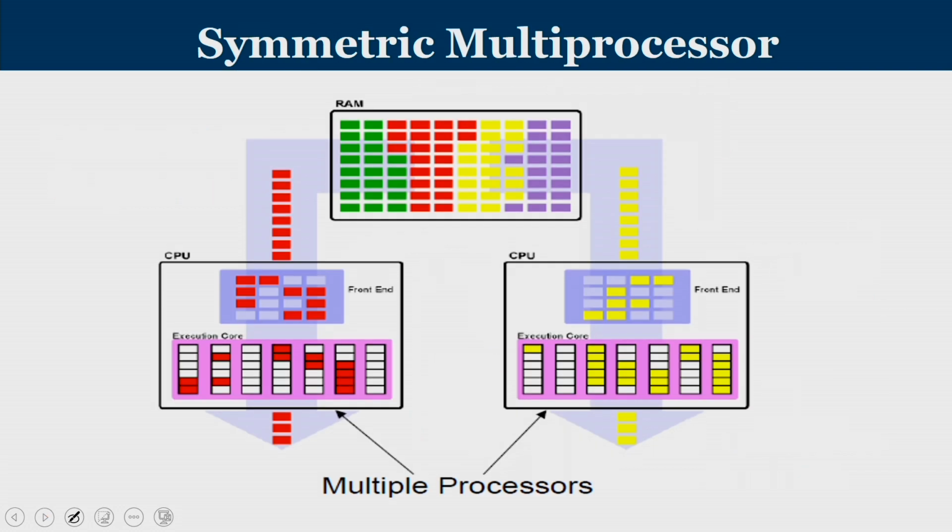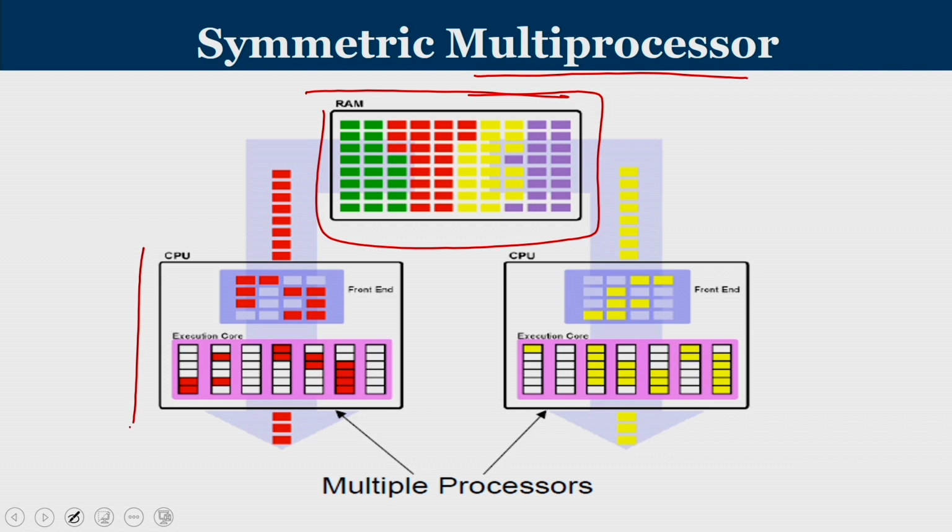Now we are looking at symmetric multiprocessors. Let's say I am going to talk about dual processor. They are sharing the same memory, so the memory unit is common, and I have CPU 1, I have CPU 2. CPU 1 is taking care of the red program, CPU 2 is taking care of the yellow program. Both are internally superscalar processors. So you can see that I am fetching multiple instructions, I am executing multiple instructions, but it is symmetric. So two superscalar processors working together on a common memory, that is called symmetric multiprocessor.